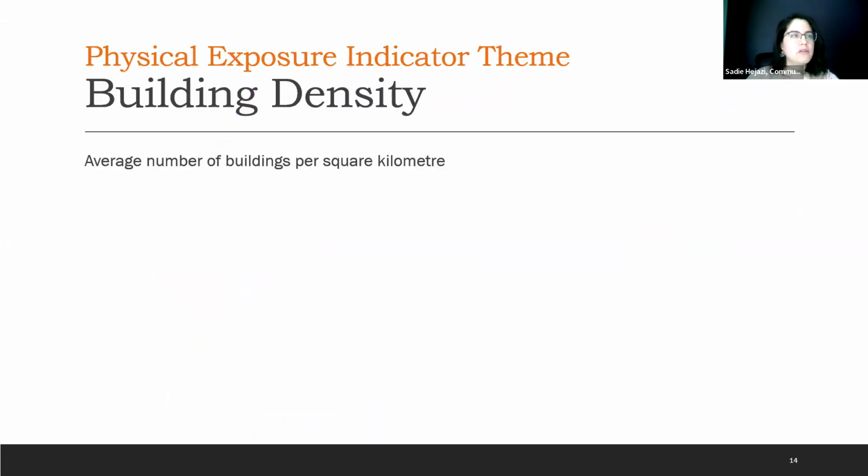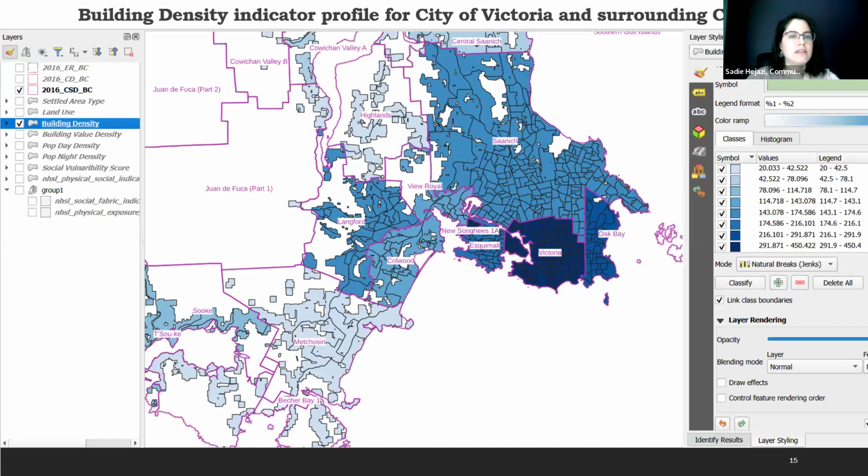The next indicator we went through was building density, the average number of buildings per square kilometer. That's what we got when we imported the data. Again, in the same geography, we are going through the city of Victoria and surrounding CSDs. That shows the city of Victoria has the highest building density here.